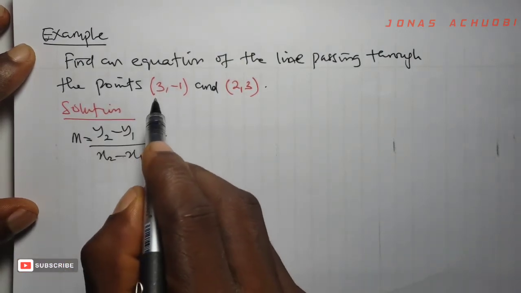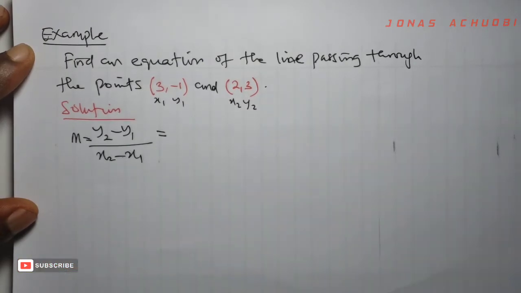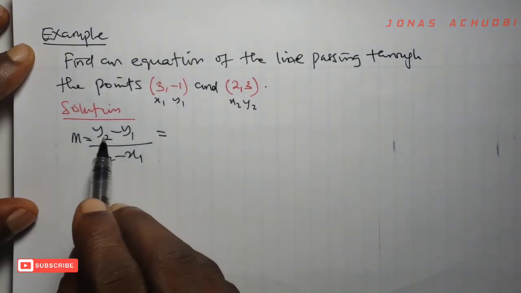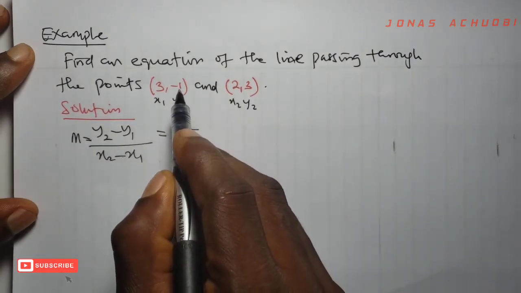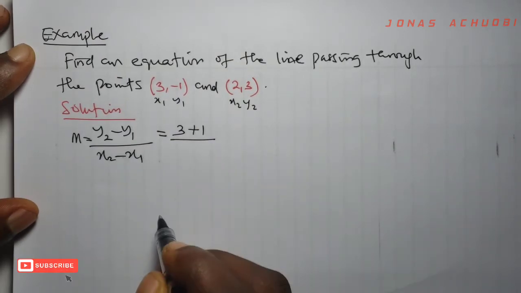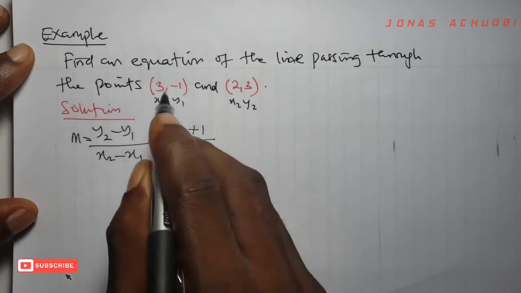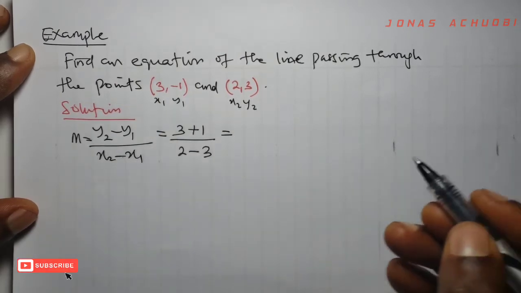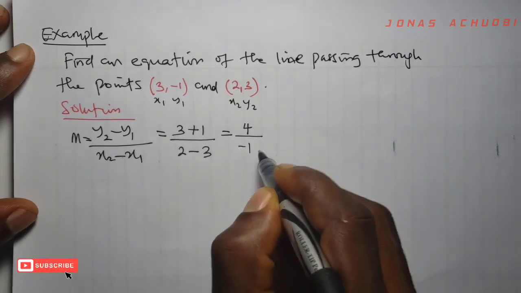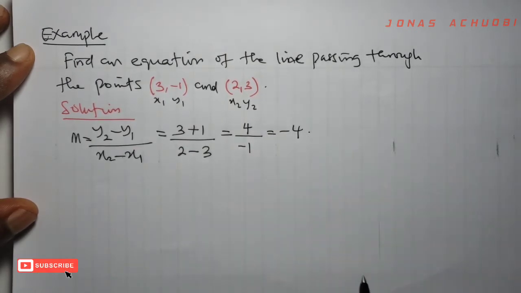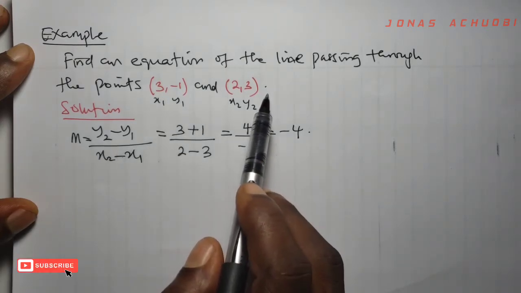If I call this my (x1, y1) and call this my (x2, y2), then slope: y2 is 3 minus y1 is minus 1, so that is plus 1, divide by x2 minus x1. x2 is 2, x1 is 3, and that gives us 3 plus 1 is 4, divide by 2 minus 3 is negative 1, and that gives us negative 4. So we have been able to get the slope of this straight line that goes through these 2 points.